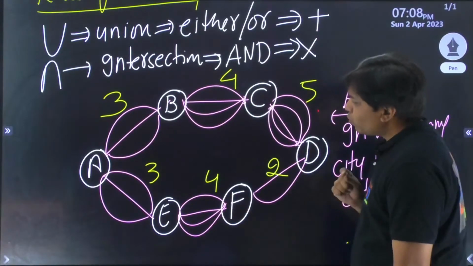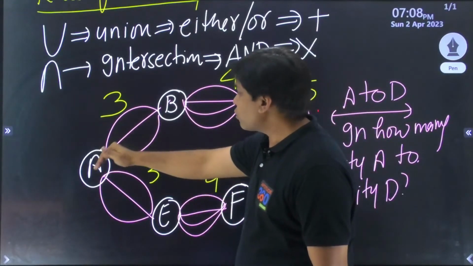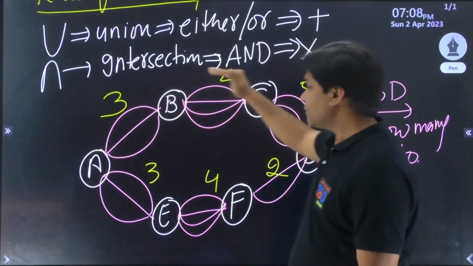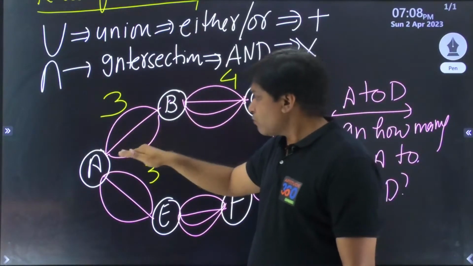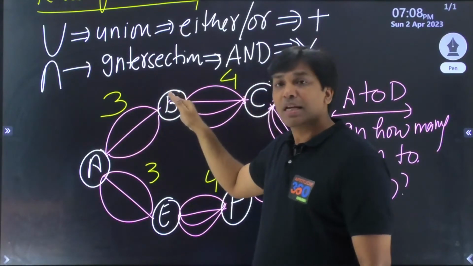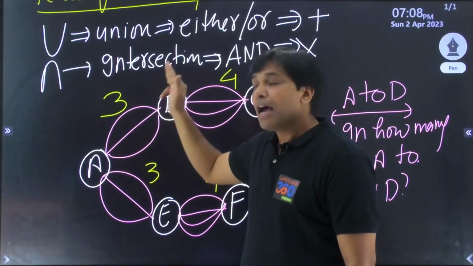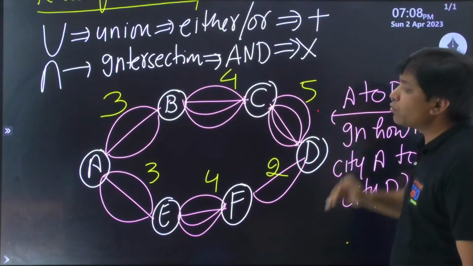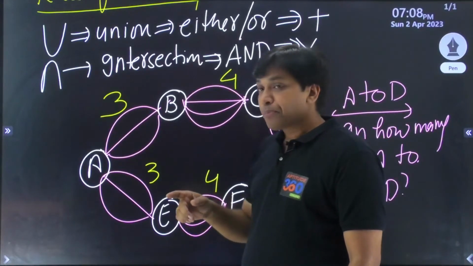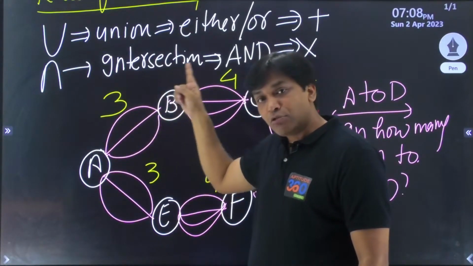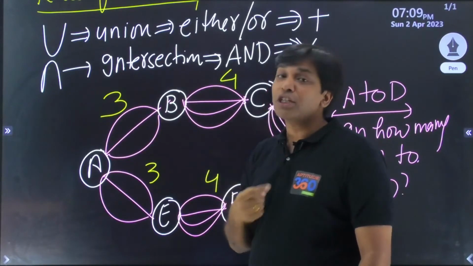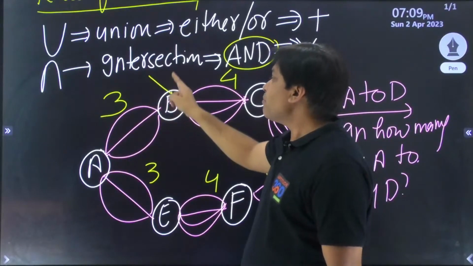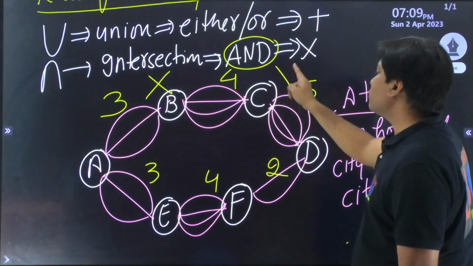Now, what am I going to do with these numbers? Try to understand this. If somebody will have to go from A to D by choosing this path, the person will first go from A to B, and the person will go from B to C, and then from C to D. What did I say? A to B and B to C and C to D. So what should you be doing? When your keyword is and, you should be multiplying. So 3 into 4 into 5.